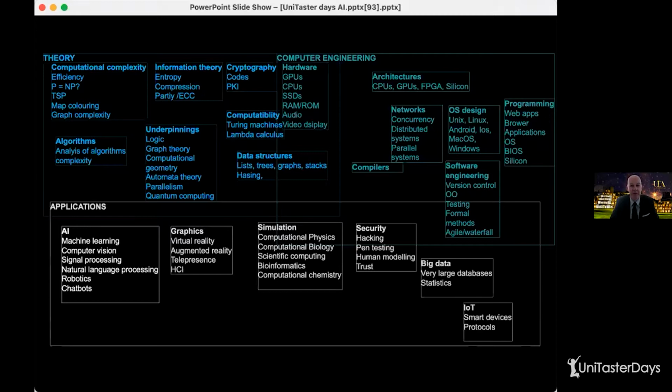Natural language processing is dealing with text and spoken word. Kulvinder Panesar, who's talking later, I know, is an expert on that area. I've done a bit of work in that area as well. Robotics, I guess we can all think about, although robotics isn't always what you think of.